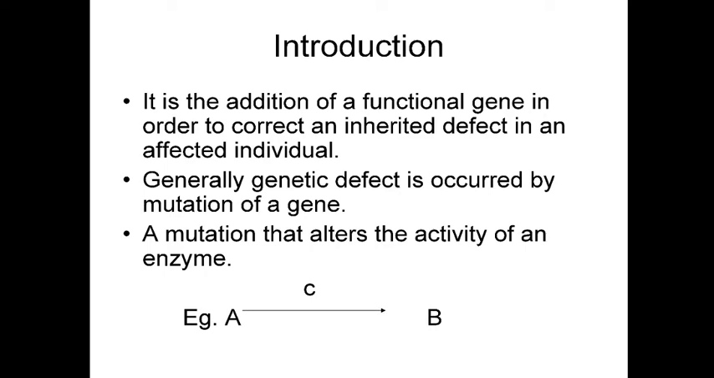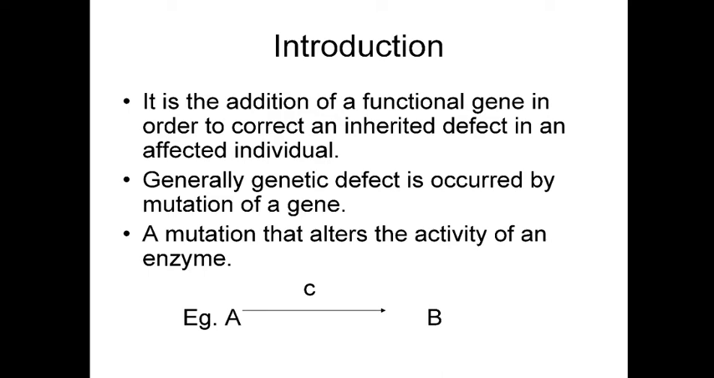For example, consider A gives B. C is the enzyme which is involved in the reaction of conversion of substrate A to end product B. In the first case, if the activity of that enzyme is hyper, it converts all the A substrate into B. If the substrate is a needed constituent, due to the deficiency of that needed constituent, the immune system will be affected.